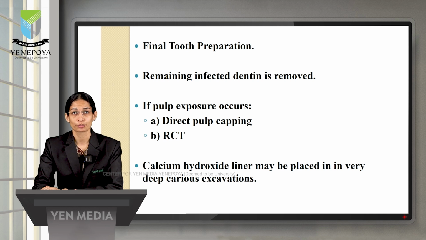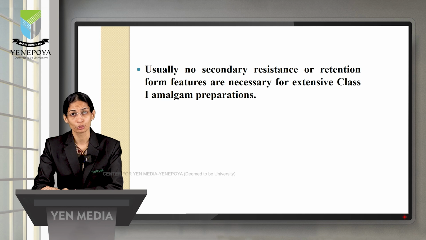Now, what is the final tooth preparation stage? It includes remaining infected dentine removal. In case there is pulp exposure, direct pulp capping or root canal treatment can be advised. Calcium hydroxide liner may be placed in very deep carious excavation. Usually, no secondary resistance or retention form features will be required for an extensive class 1 amalgam preparation.